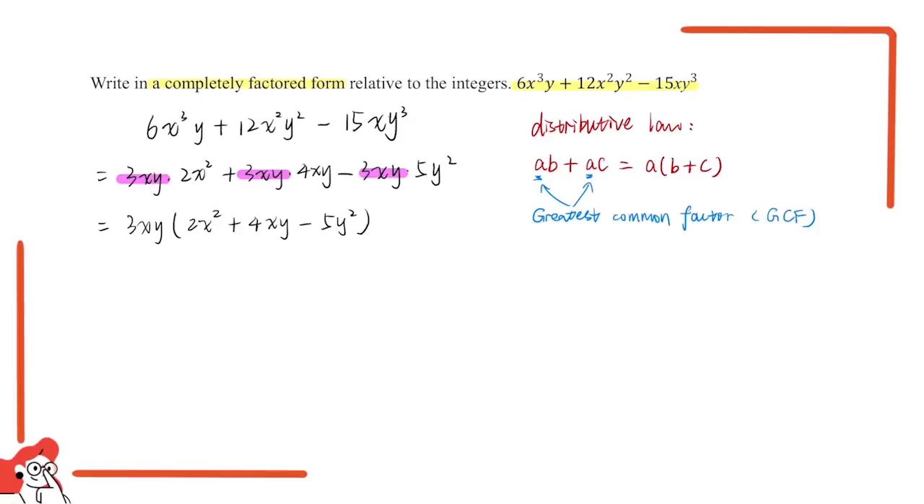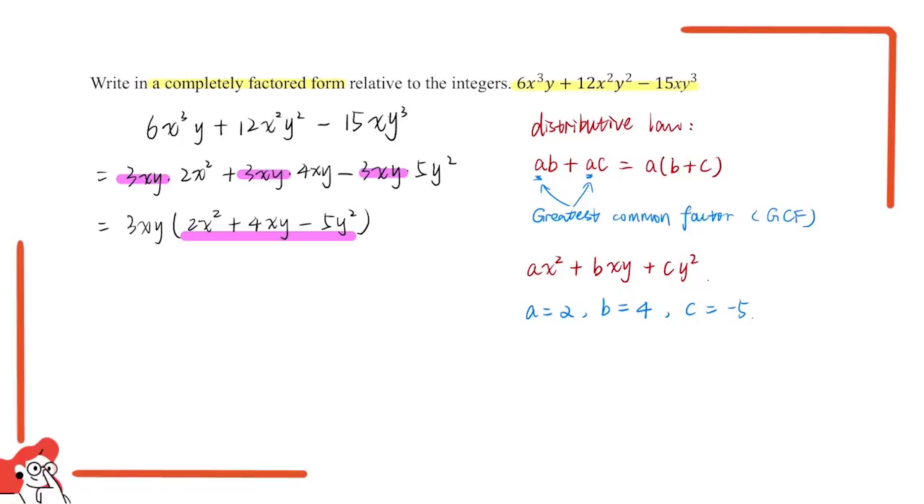Now let's consider the polynomial with these three terms. Actually, it's in the form of a times x squared plus b times xy plus c times y squared, where the a is the coefficient of x squared, it's 2 here, and the b, the coefficient of x times y, it's 4, and the c, the coefficient of y squared, is -5.